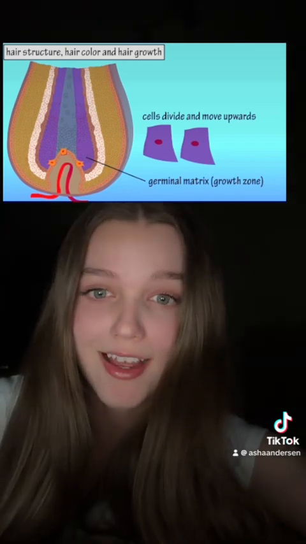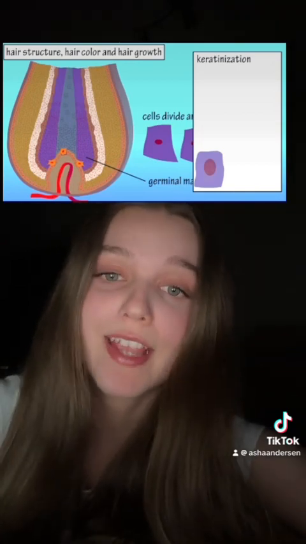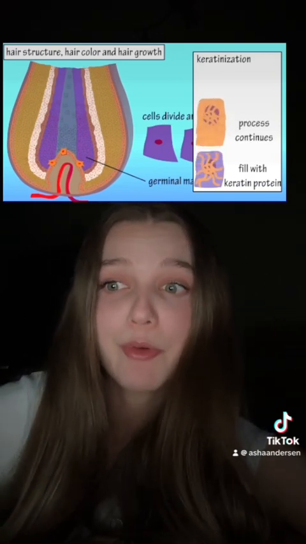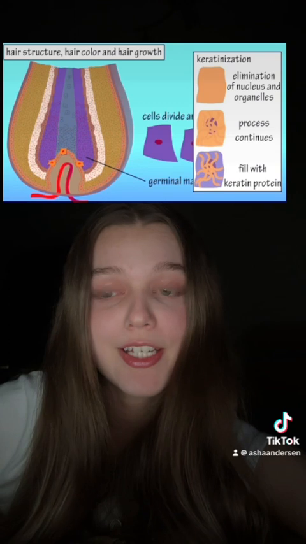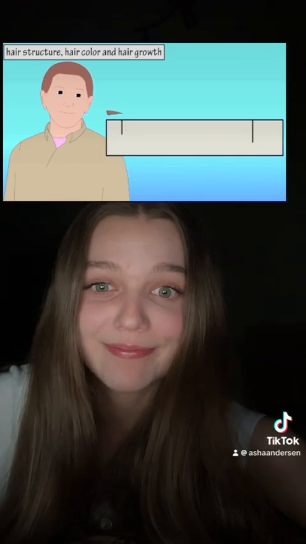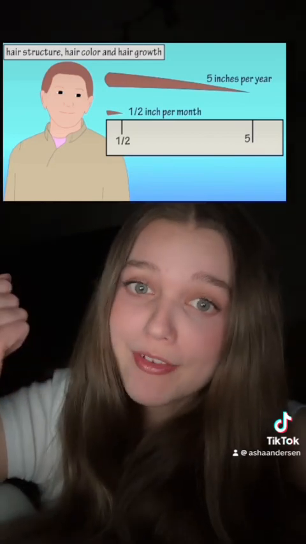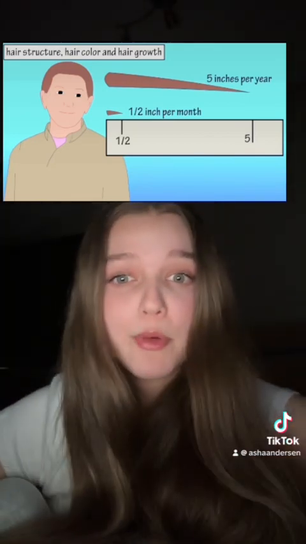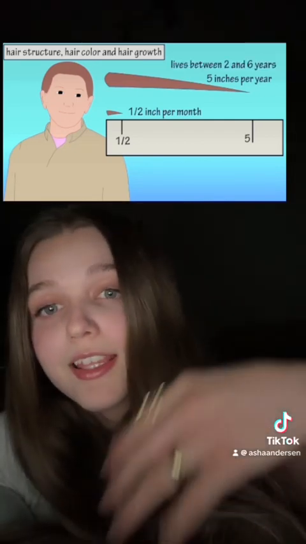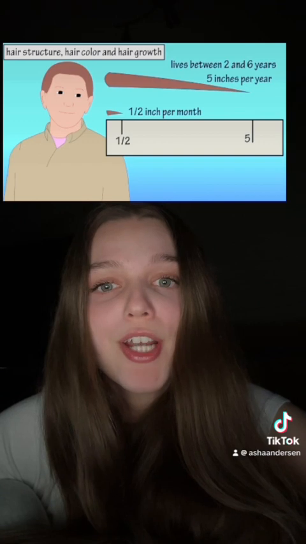These cells in the germinal matrix undergo mitosis, or cell division, and move upwards in the hair follicle and become keratinized. Keratinized cells being cells that were once alive, but filled with the keratin protein as they matured, causing them to lose their organelles and they die. Hair in the scalp usually grows half an inch per month, or 5 inches per year, with body hair growing more slowly. The hair on your scalp can live between 2 and 6 years. These hairs then die and are replaced by new ones. It's a whole cycle.